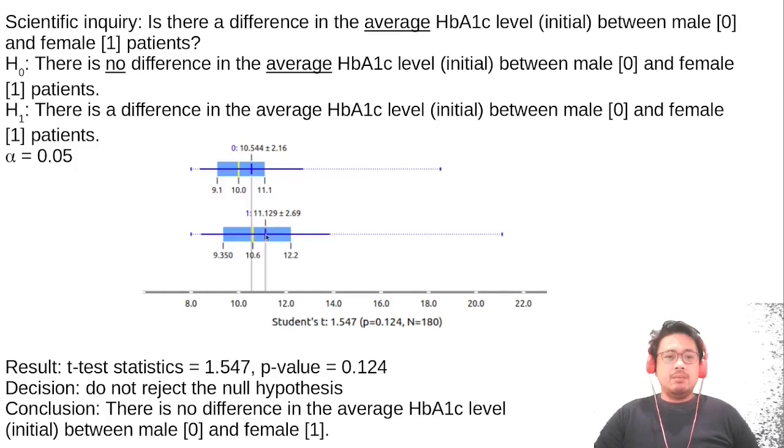You can see the average of the female group is bigger than the male, but is it statistically significant? Our p-value is 0.124, which is bigger than our alpha of 0.05. So we will not reject the null hypothesis and we can conclude that there is no difference in the average initial HbA1c level between male and female patients.